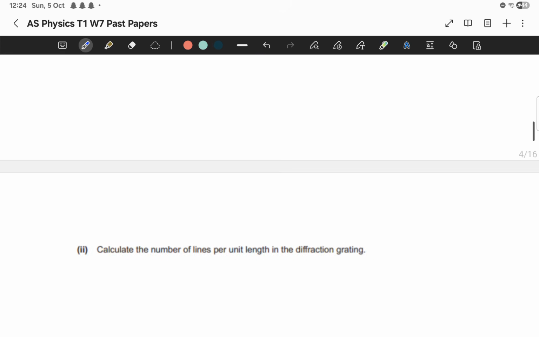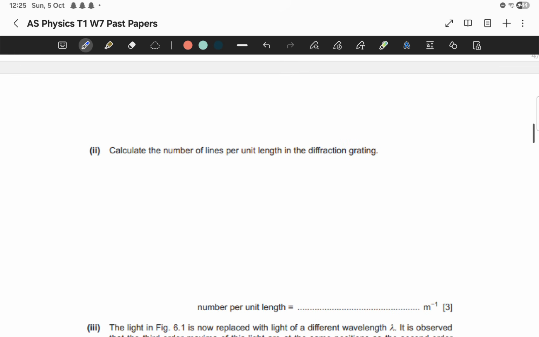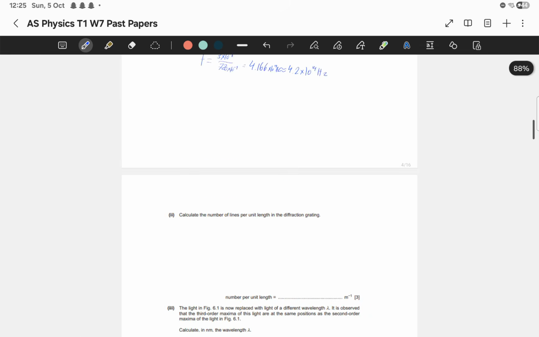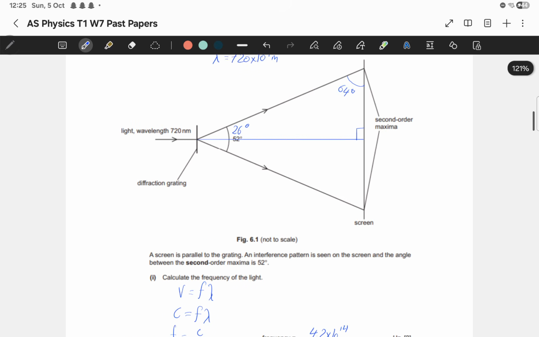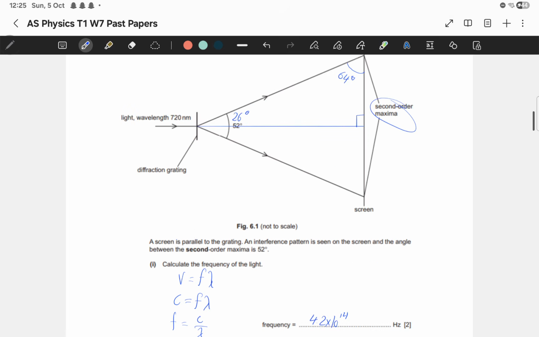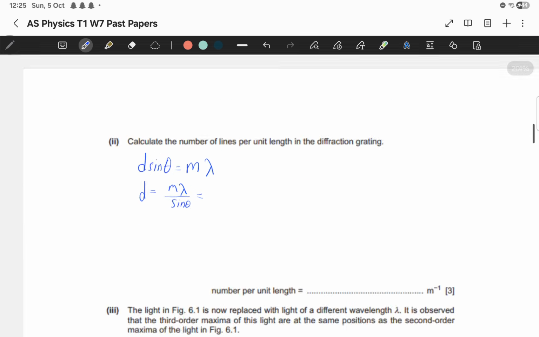Okay, now moving on, calculate the number of lines per unit. So we have an angle. So immediately, whenever you have an angle, you should always think of the formula d sine theta equals m lambda. Okay, immediately think of it. Right, now, we have sine theta, we have m and lambda. We need to find d. Why will we find d? I'll tell you now. So d is going to equal m lambda over sine theta, which is equal to, remember, m is 2 because it's the second order maximum. And that theta is going to be the angle between the central maximum and the second order maximum.